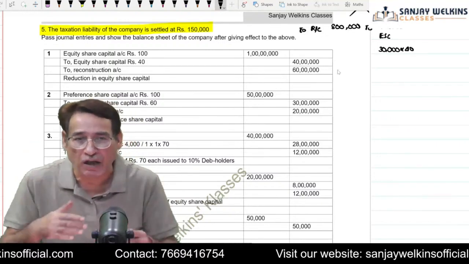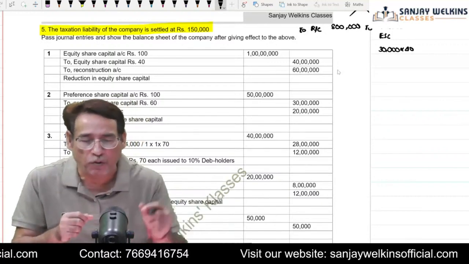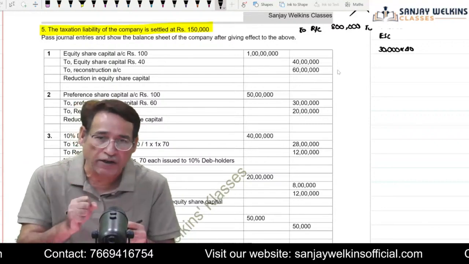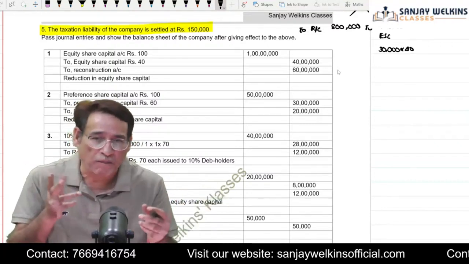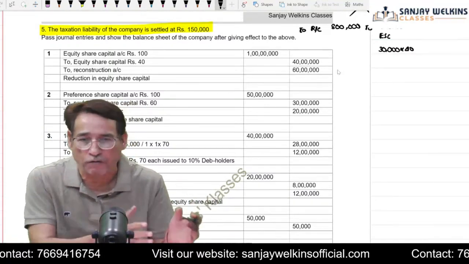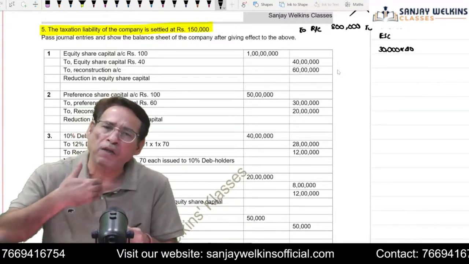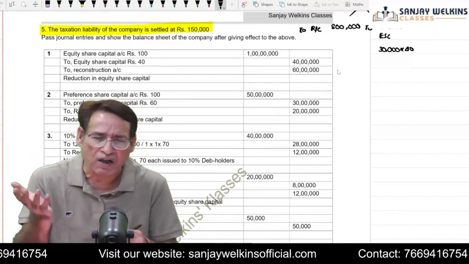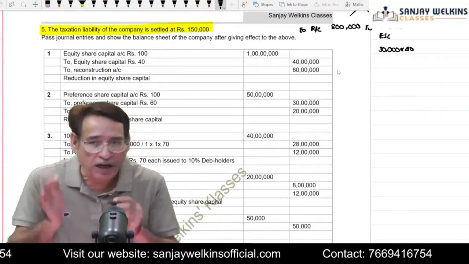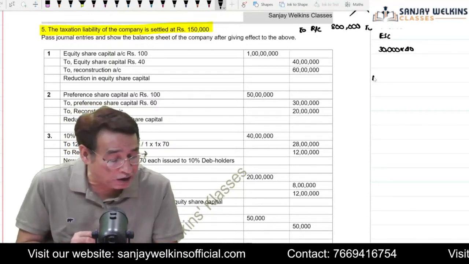Actually, in accounts, liability can increase through many reasons. For example, suppose I purchase some furniture or any item on credit. Here, two things are happening. Liability is increasing, but simultaneously, I am getting some benefit in the form of an asset. It is not a loss. But if my liability is increasing unnecessarily and I'm not getting any benefit out of it, then it is a loss.